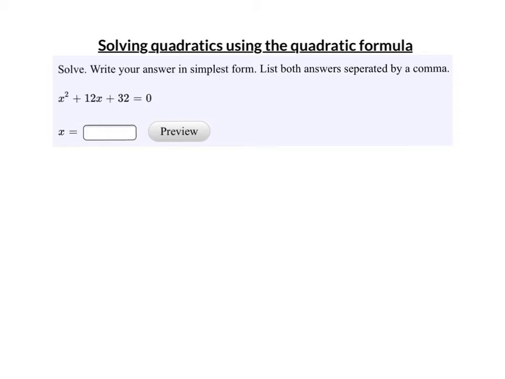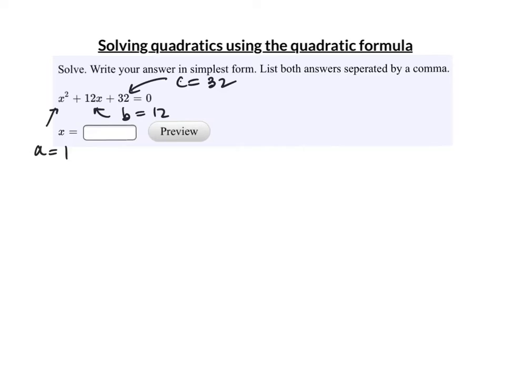The first thing you're going to notice here is this is written in standard form. Notice how it's equal to 0. A is in front of the x squared. A is 1. B is in front of the x. B is 12. C is the number that's added at the end. C is 32.